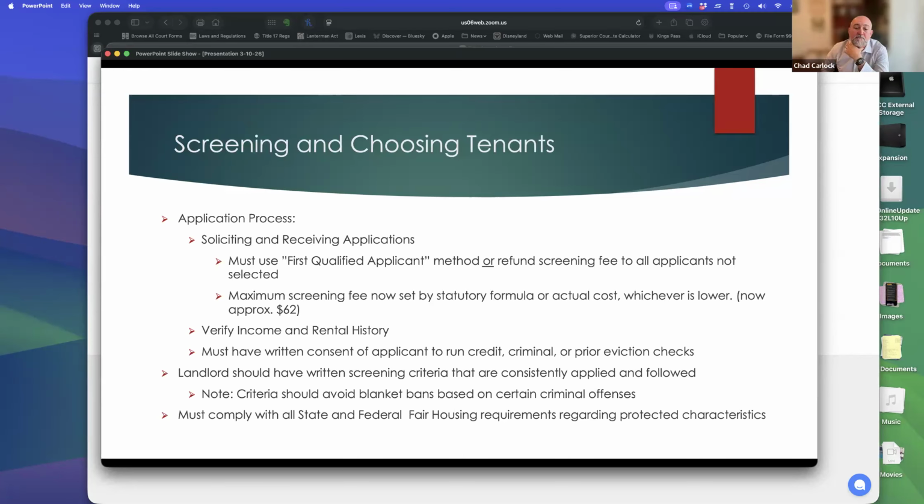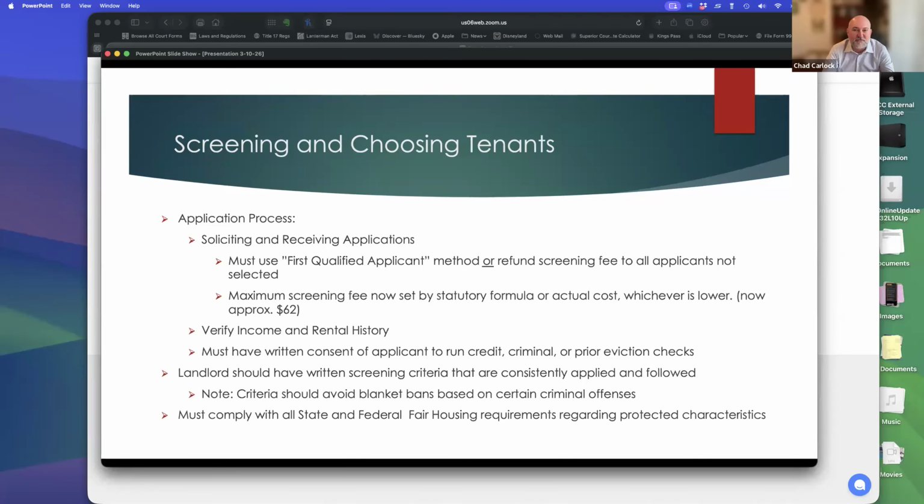And then certainly the best practice and the best way to avoid claims by an applicant of a discriminatory or an inappropriate denial of housing would be to have written screening criteria. Here's what we're looking for. Here's what our standards are. We need a credit of this. We need an income of this that we can verify, and then follow those rules.